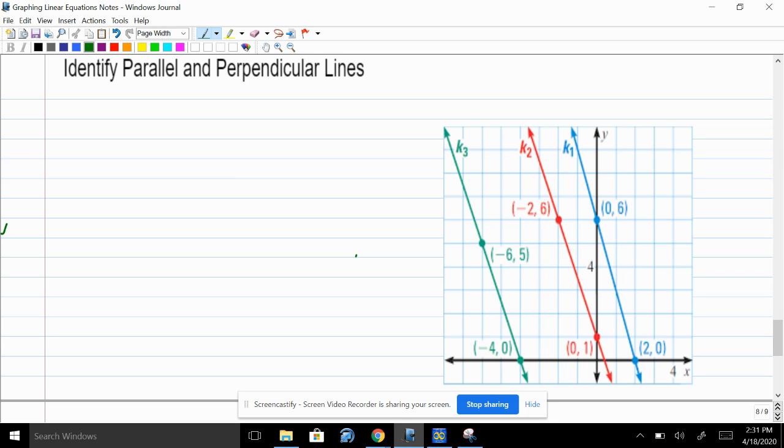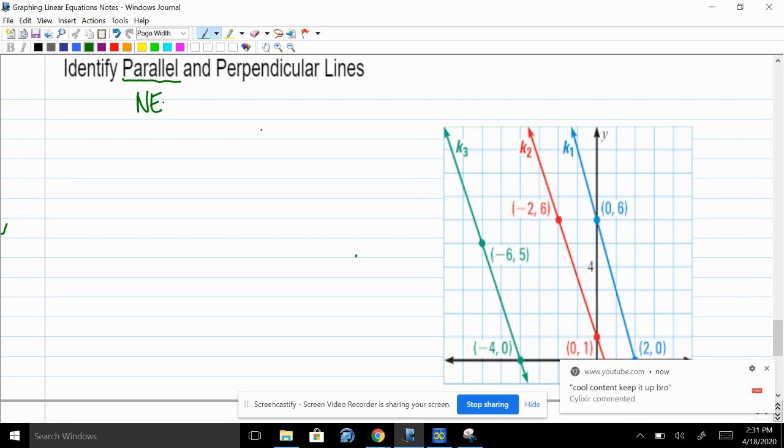Okay, now we are going to use slope to determine and identify parallel and perpendicular lines. All right, we're going to talk first about parallel lines. As you know, or you should know at least, parallel lines are lines that never intersect.